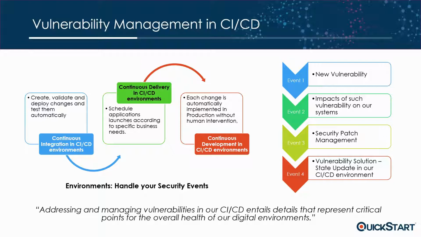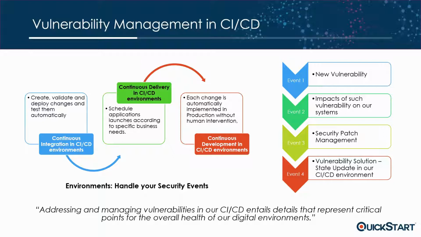So for now, event 1 is the new vulnerability. Event 2 is the impact of such vulnerability in our system. So right now we are talking about real impacts. Event 3 is security patch management, the regular activities that we do to apply different patches. And event 4 is the vulnerability solution. It's the state update in our CI/CD environment, right?